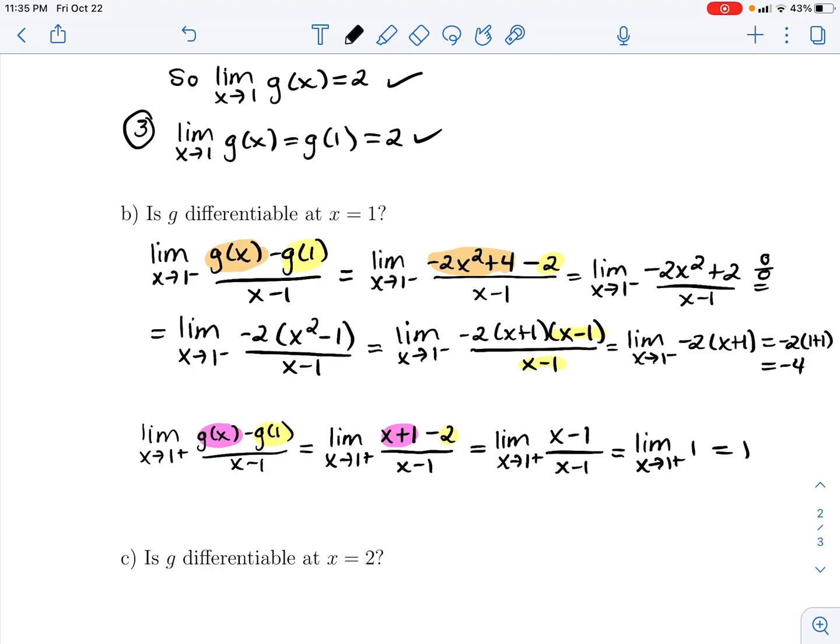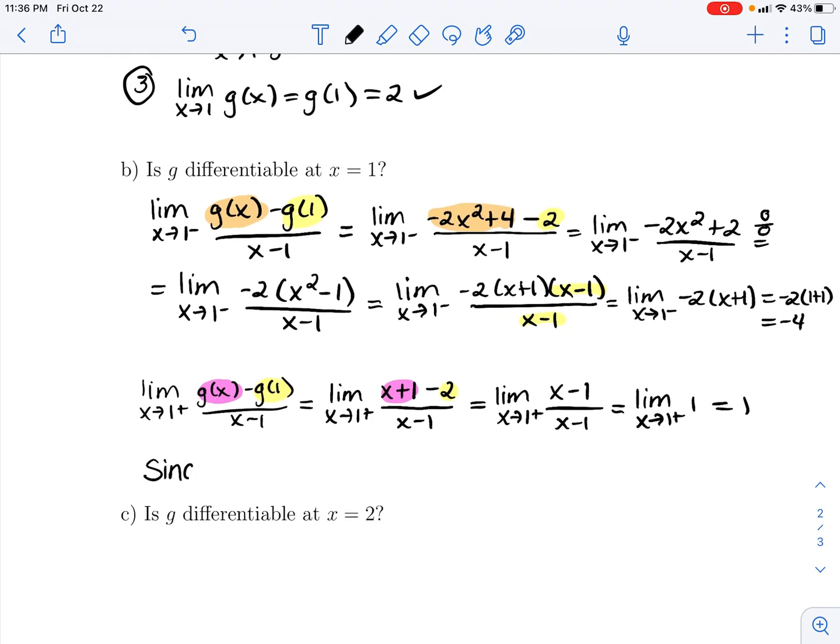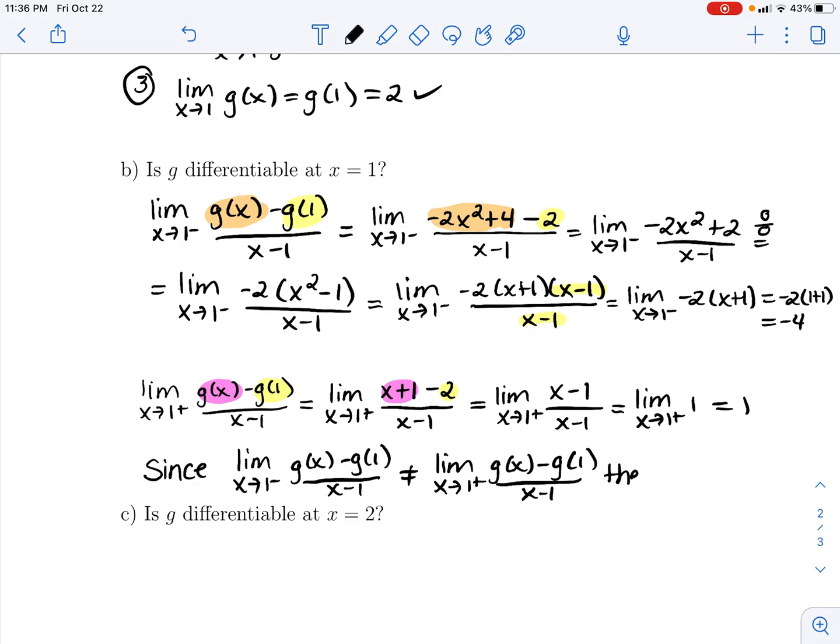Okay, so now what do you notice here? The left-handed limit does not equal the right-handed limit, right? And so since the left and right are not equal, the function is not differentiable at x equals 1. So since the limit as x approaches 1 from the left of (g of x minus g of 1) over (x minus 1) does not equal the limit as x approaches 1 from the right of (g of x minus g of 1) over (x minus 1), then g is not differentiable at x equals 1.